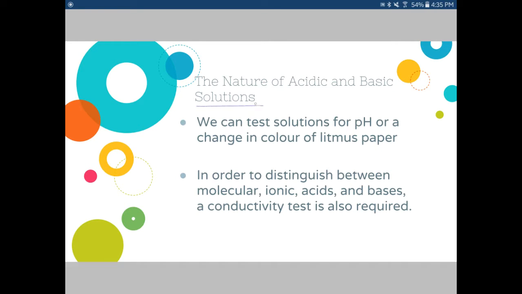Now notice we're talking about solutions, so we're still looking at dissolving an acid or a base into generally a solvent, generally being water. So we can test solutions for a pH or a change in color of litmus paper or pH paper. And in order to distinguish between molecular, ionic, acids, and bases, a conductivity test is also required. So based on our nature of acids and bases, we can do a pH test and expect a change in litmus paper. And we also expect there to be a conductivity of our solution.